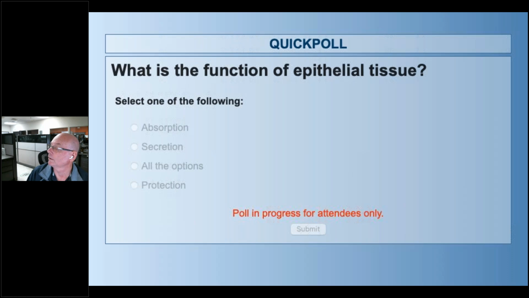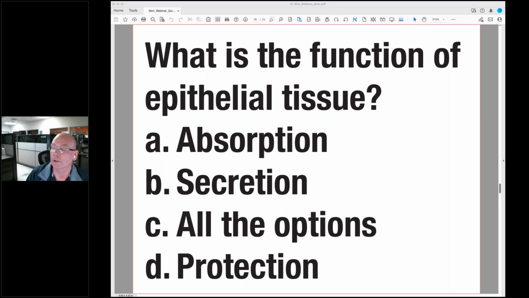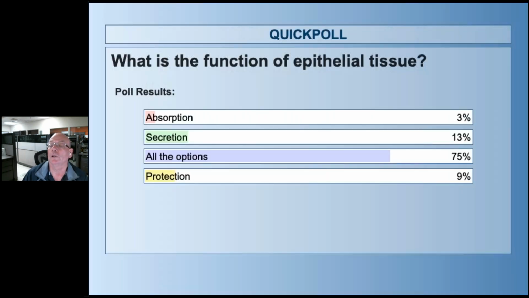Okay. How are we doing? 84%. So let's finish up. If you haven't already, I know I can get one or two more people answering. All right, closing the poll. So that 3/4, so everybody got the correct answer here because absorption, secretion, and protection are all functions of epithelial tissue. But if you look, all of the options are correct.